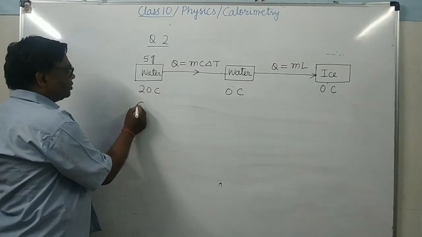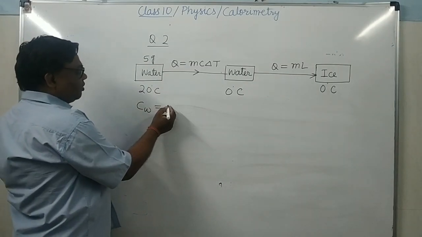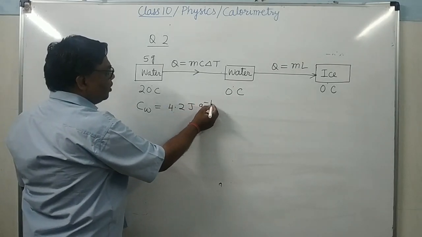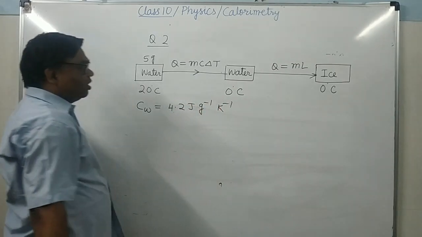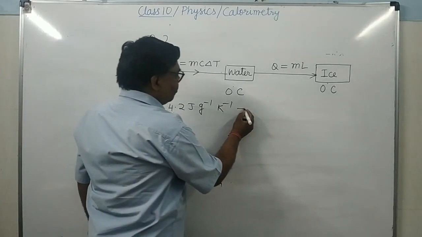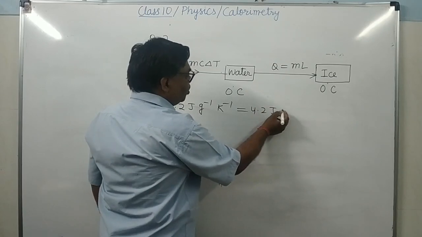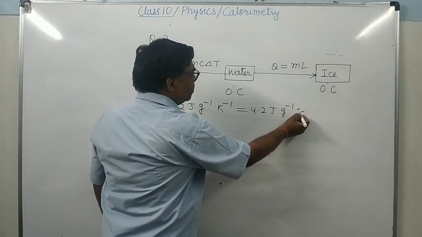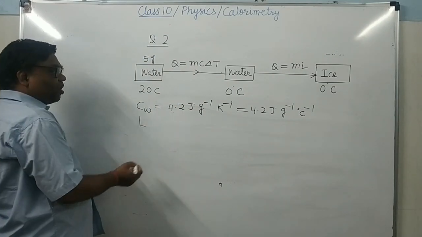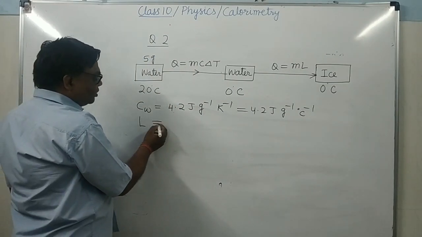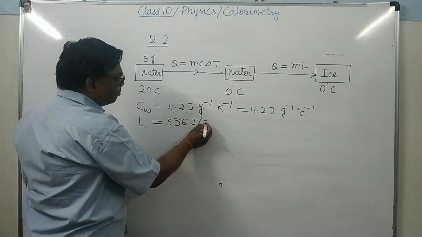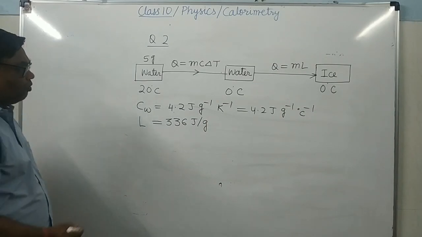What is the value of C of water? It is given 4.2 joule per gram per Kelvin. Per Kelvin or per degree Celsius, the value is the same: 4.2 joule per gram per degree Celsius. Then what is the SLH of ice? SLH, specific latent heat, is given 336 joule per gram.